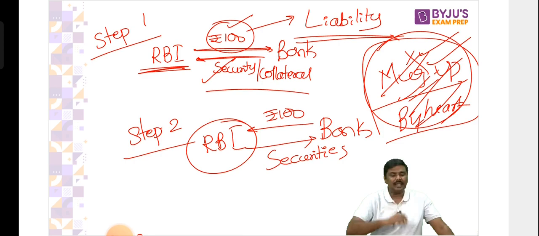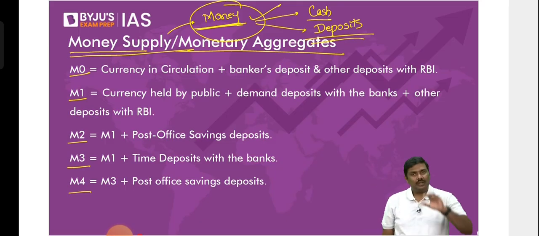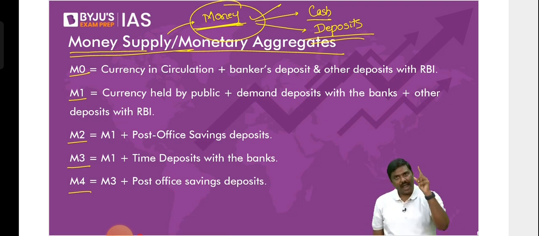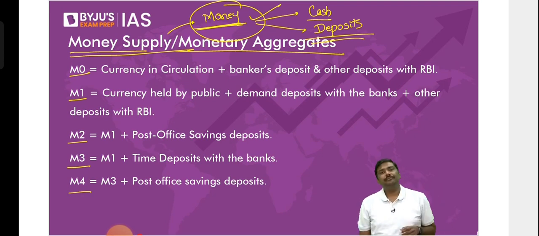Now, how does RBI measure money? Come to the table now. How does RBI measure the money? 5 types: M0, M1, M2, M3, and M4. M0, I've already told you, is called high-powered money, the monetary base. M1 and M2, narrow money. M3 and M4, broad money. Let me start with M0.